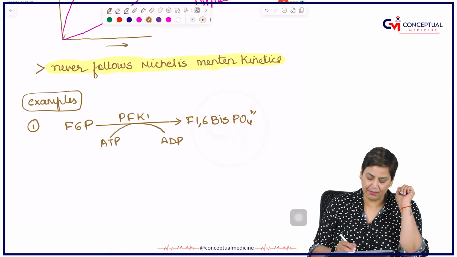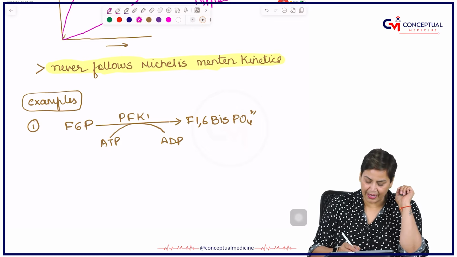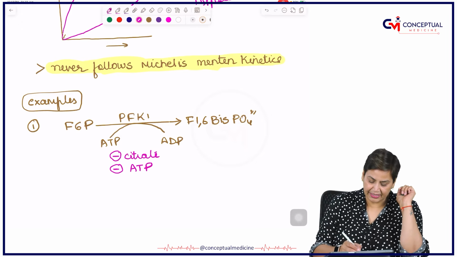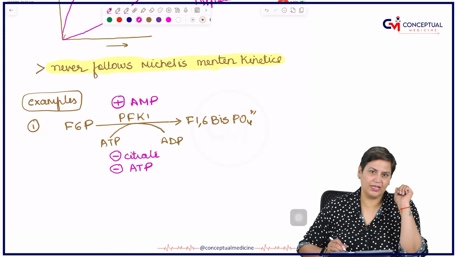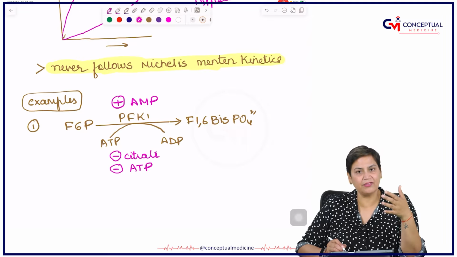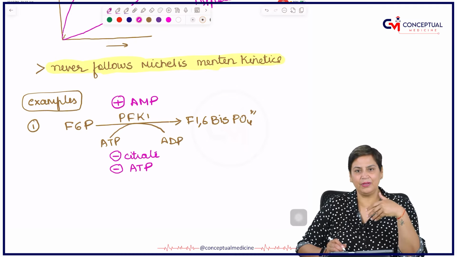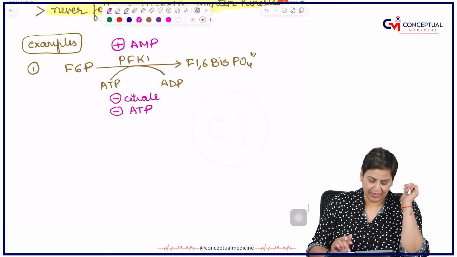Here, if we talk about the inhibitors, it is inhibited by citrate and it is inhibited by ATP. But it is activated by AMP. So this is allosteric modulation. AMP is an allosteric activator of PFK, whereas citrate and ATP are inhibitors of PFK. This is one very important example.